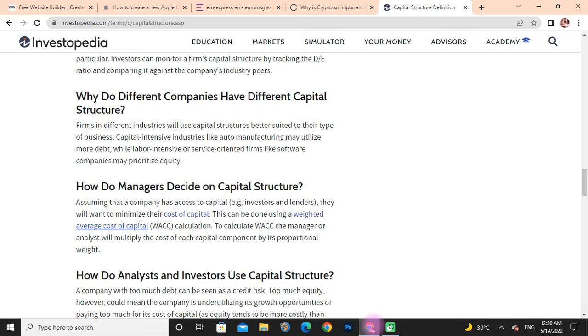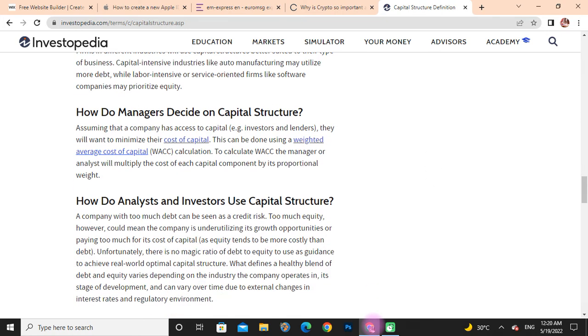Why do different companies have different capital structures? Firms in different industries will use capital structures better suited to their type of business. Capital intensive industries like auto manufacturing may utilize more debt, while labor intensive and service oriented firms like software companies may use more equity. How do managers decide on capital structures?